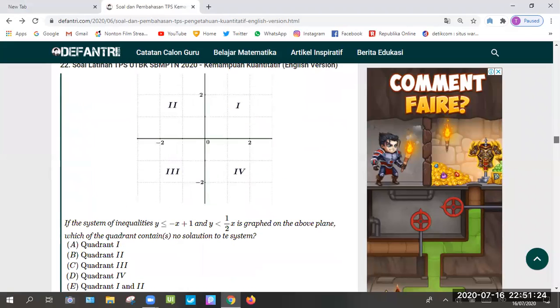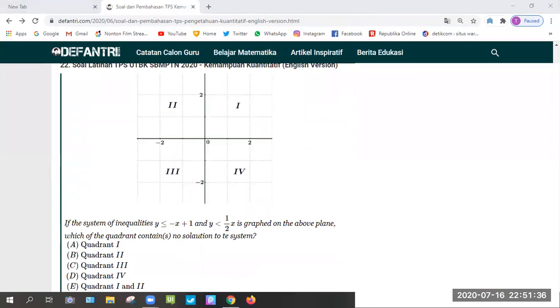Okay, I think it is a unique type of question here. Oh, okay. So, what do we have here? y is less than minus x plus 1, and y is less than half an x. Okay. First, we need to draw the line. Okay.